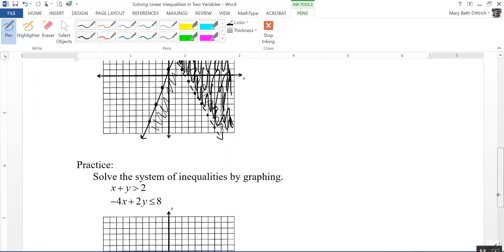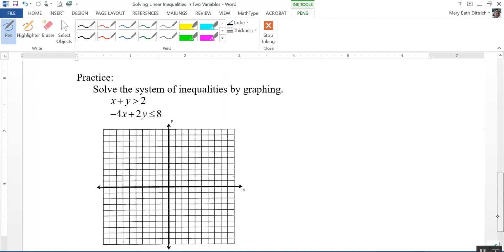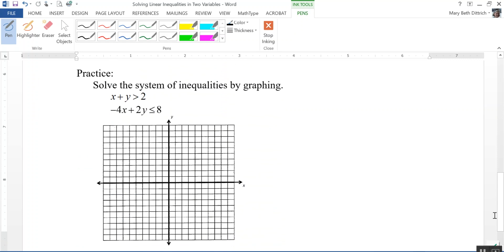So here's a practice problem for you to try. I'd like you to stop the video and copy this into your math journal and give it a try by yourself.